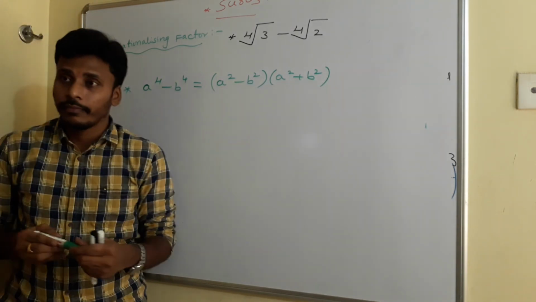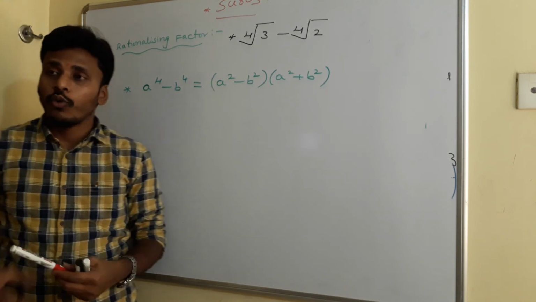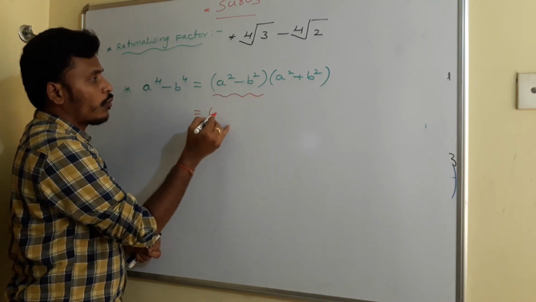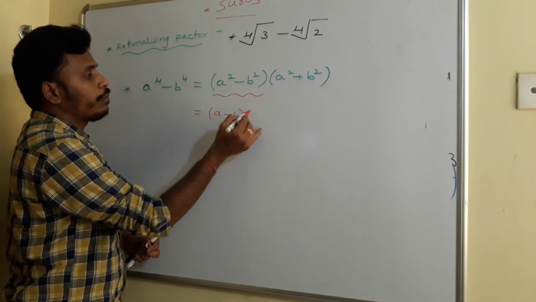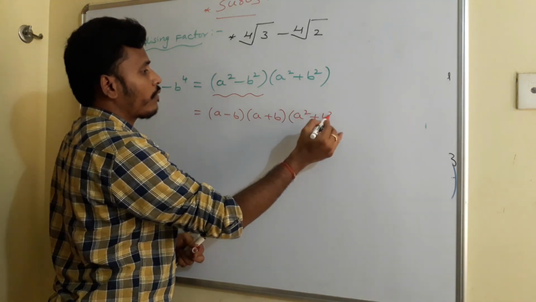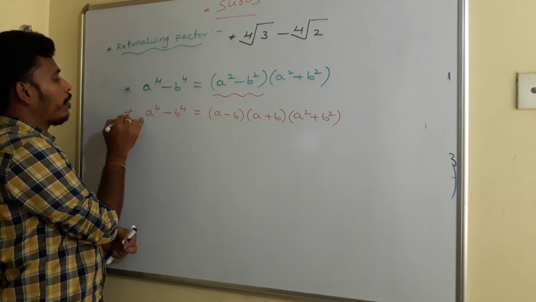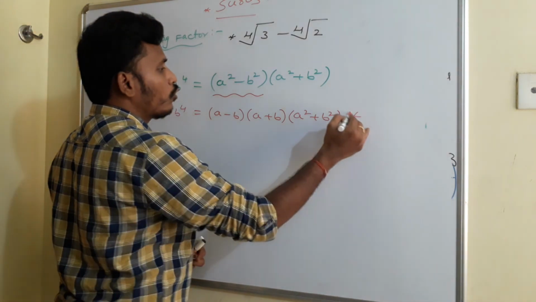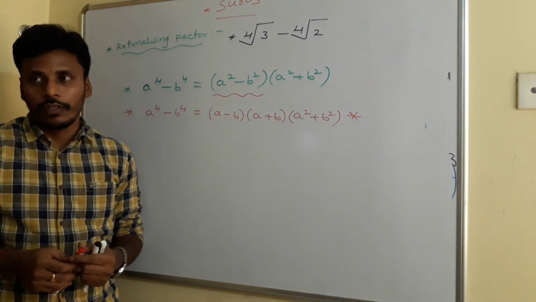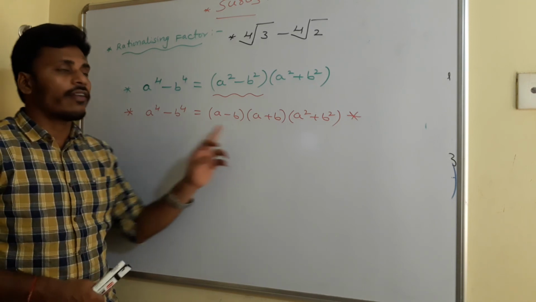For sure it is right. a power 4 minus b power 4 can be written as a square minus b square into a square plus b square. And again you have a chance to simplify this one. What will it be? a minus b into a plus b into a square plus b square. Think carefully. So finally in your hands you have that a power 4 minus b power 4 is equals to a minus b into a plus b into a square plus b square. Now what am I going to do? Compare the given problem with this formula.